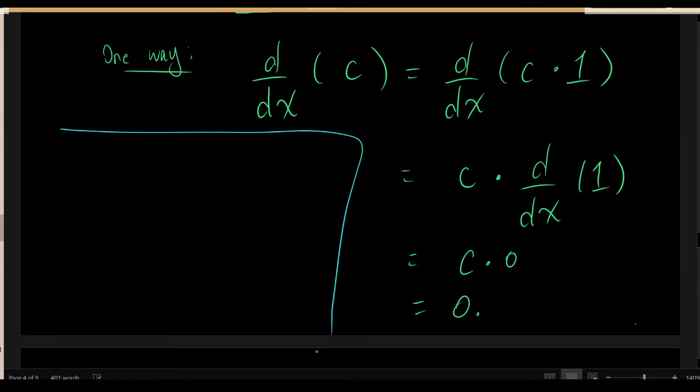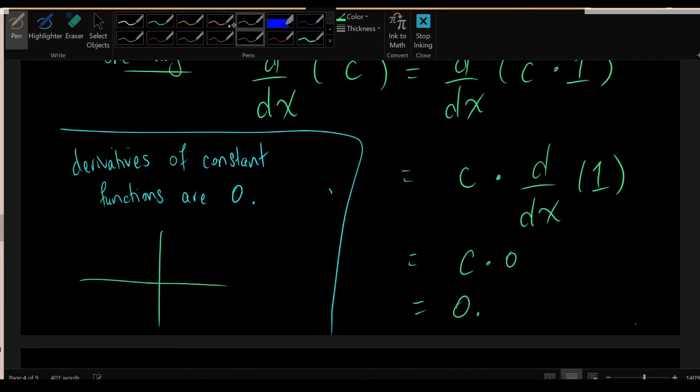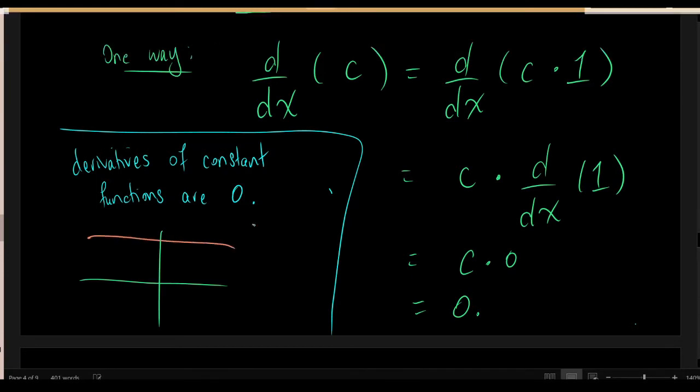So what's the big takeaway? The big takeaway is that derivatives of constant functions, just one number floating out there, are 0. Once again, this makes sense from a conceptual point of view. Constant functions, when you graph them, are always flat. Because constant functions are always flat, the derivative of a constant function is always 0.